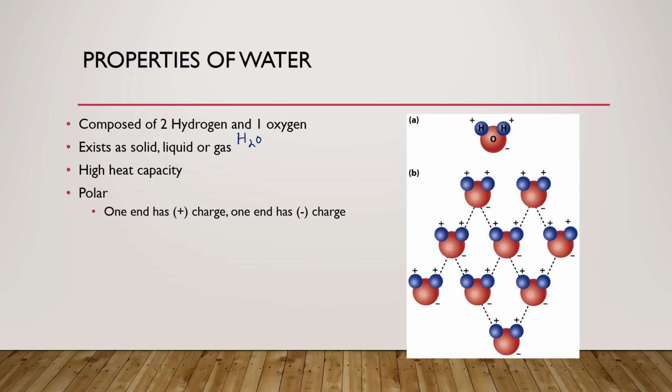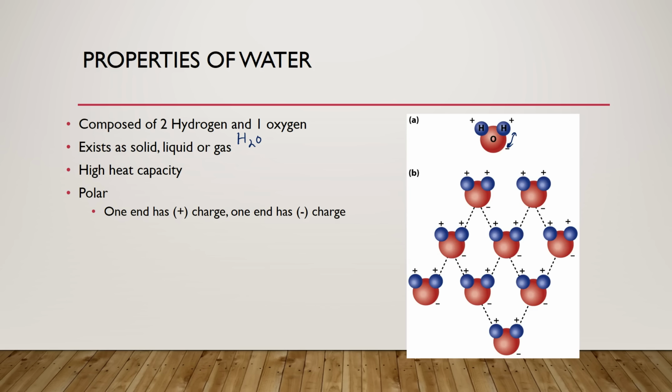And it's polar. Now, what we mean when we say that water is a polar molecule is that there's a large difference in electronegativity between hydrogen and oxygen. By that, I mean certain atoms attract electrons more strongly than others. If there's a big enough difference in that attraction, then when hydrogen and oxygen bond, the oxygen attracts electrons a little more strongly than the hydrogen does. So we get a little more of a negative charge on the oxygen and a little more of a positive charge on the hydrogen. And we call that a polar molecule.